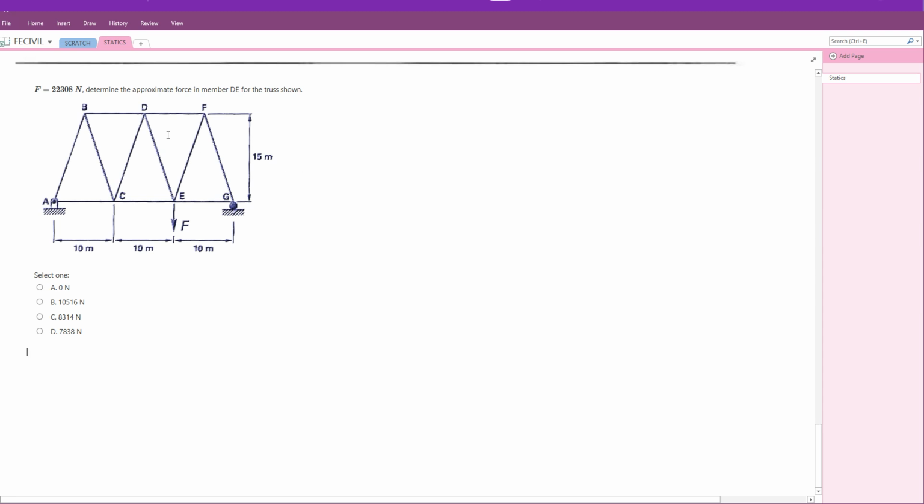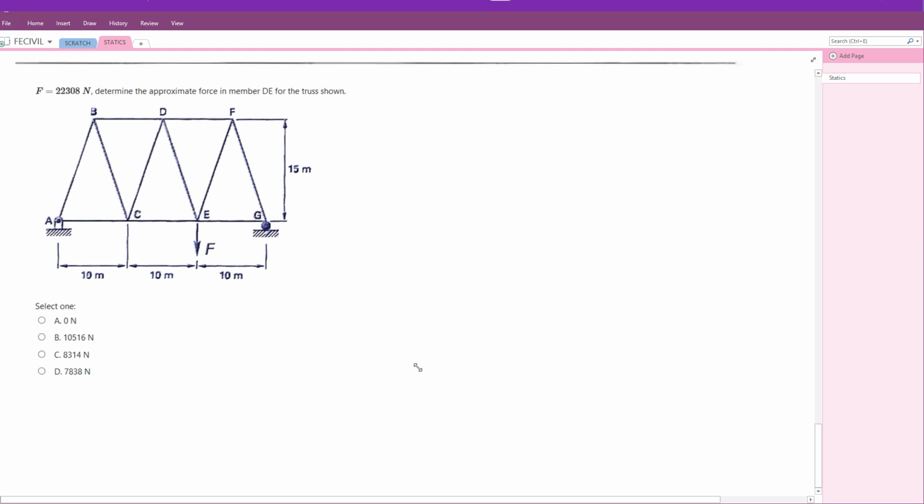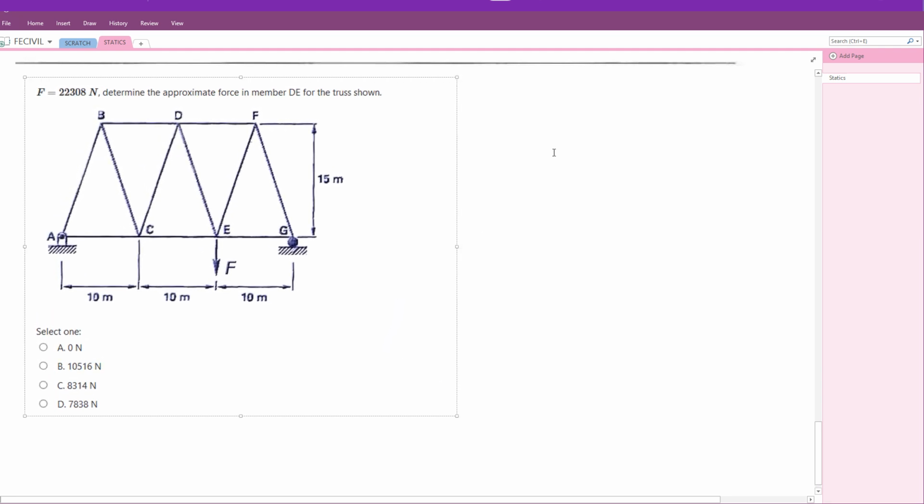Okay, let me try to make it a little bit bigger, hopefully, so you can see. I think this should be good enough. Okay, let's try to solve it as fast as we can. First thing, read the problem carefully. You see the F equal to this. Where is F? Yeah, it's this one right here.